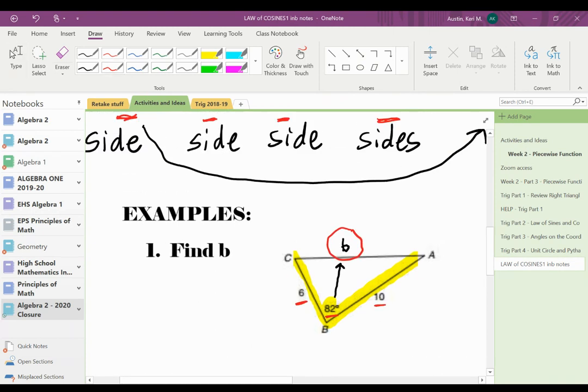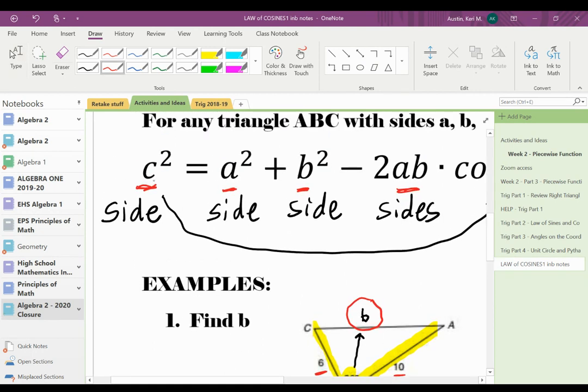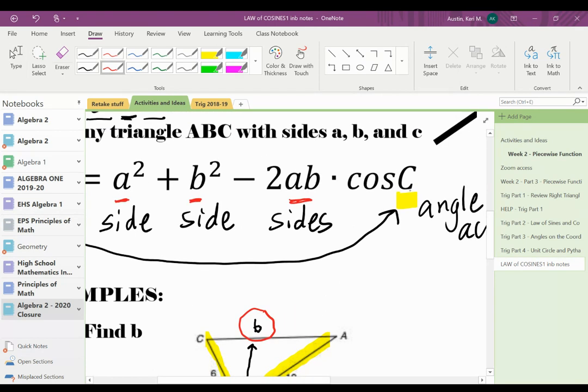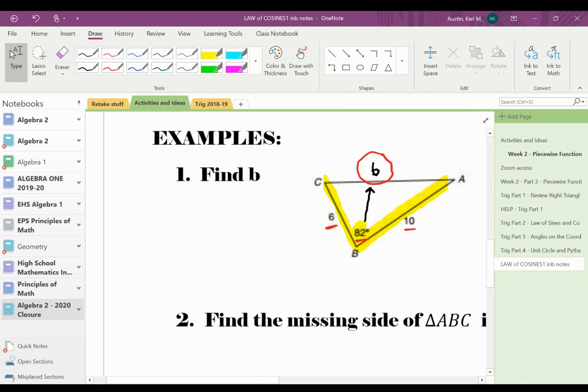So if you look back up at the formula, it doesn't matter that I'm looking for side B. Even though the formula says C, don't worry about it. Whatever side you're looking for, you're just going to plug the other two sides into those slots, and you're going to put the angle across from the side you're looking for. So let's see if we can get everything put in the right location.